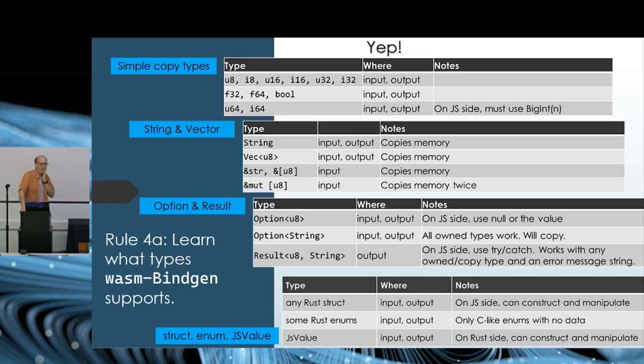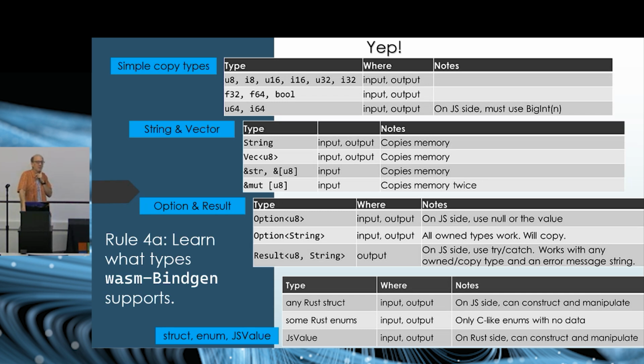So let's talk about it. We said we're not allowed to use tuples and that error thing was bad. What types are we allowed to use? We're allowed to use all the simple types, we call them the Copy types, the numeric types: the integers, floats, bool. You can use u64 and i64, the 64-bit integers, but on the JavaScript side, you have to use a special library, but they're still available. You'll notice the 128-bit integers aren't available. And we'll see that again on the next slide.